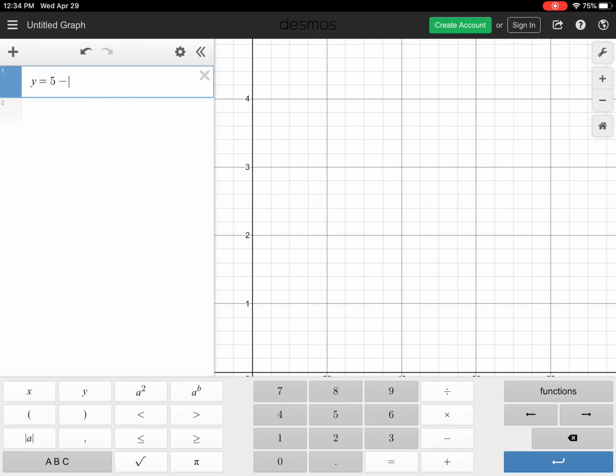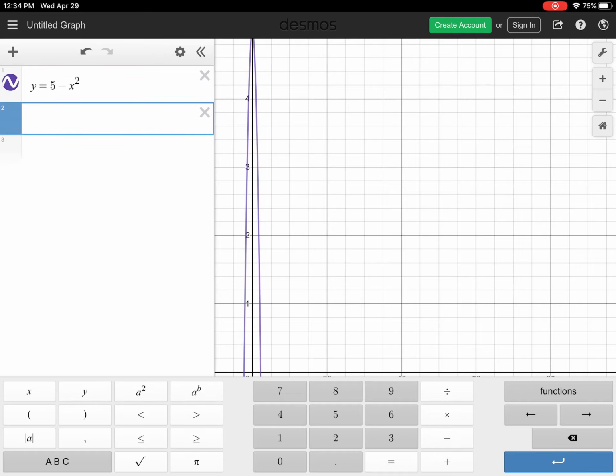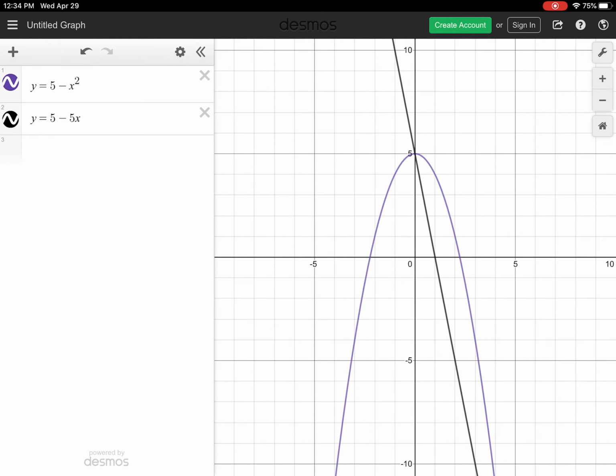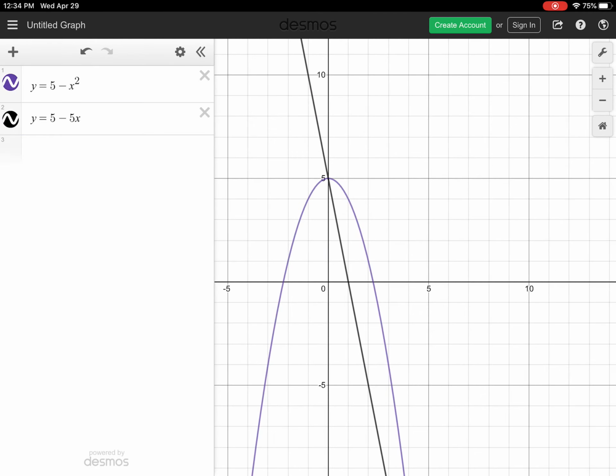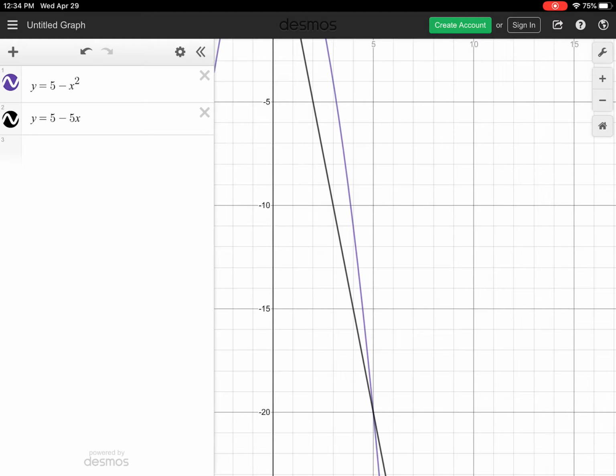The first equation was y equals 5 minus x squared. Oh, it's a quadratic right there, going upside down. And the second one is y equals 5 minus 5x. All right, they use purple and black. Okay, so that's the area they found for me. Now, I better see where they're intersecting. Looks like they're intersecting right here at (0, 5).